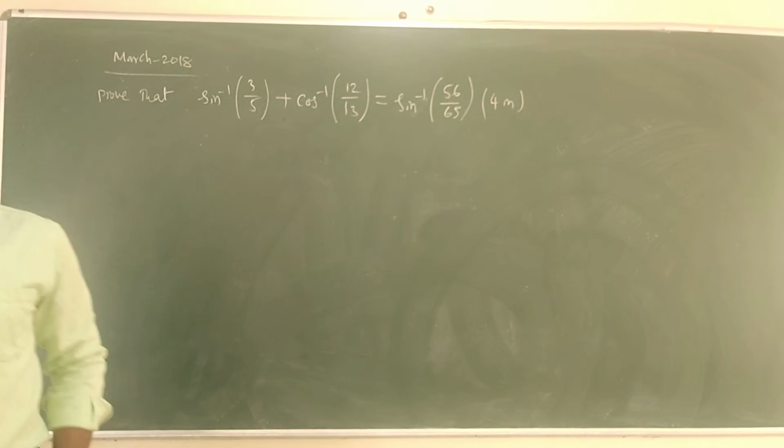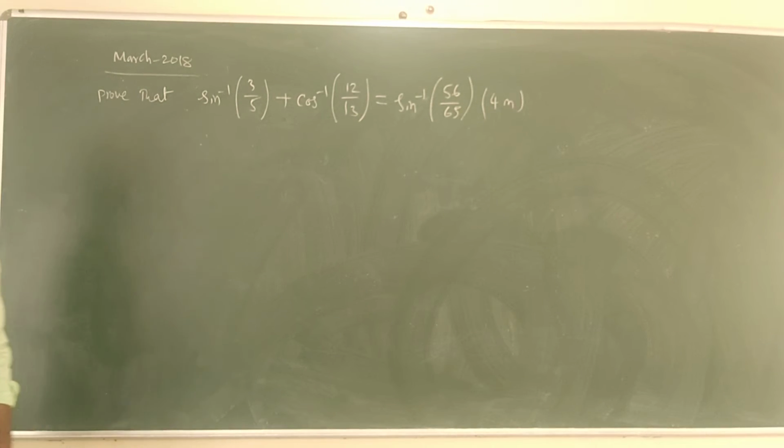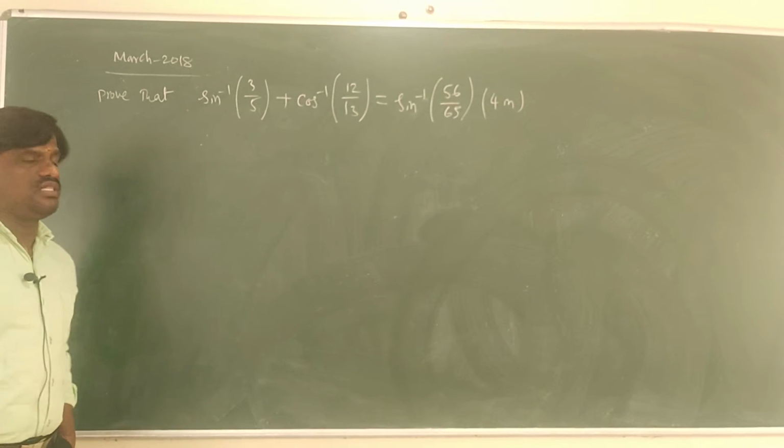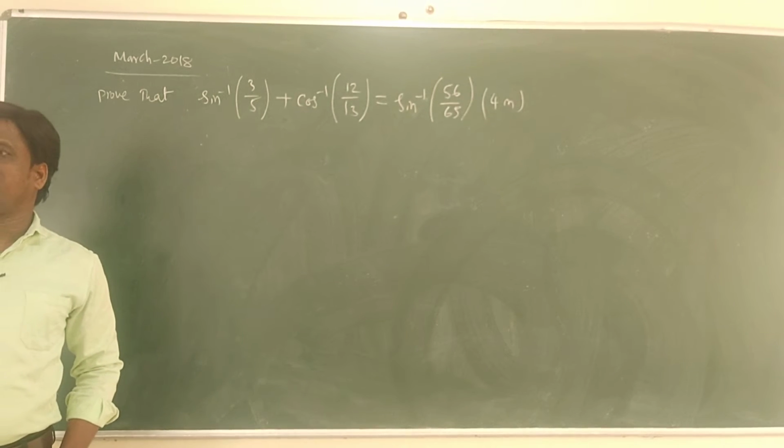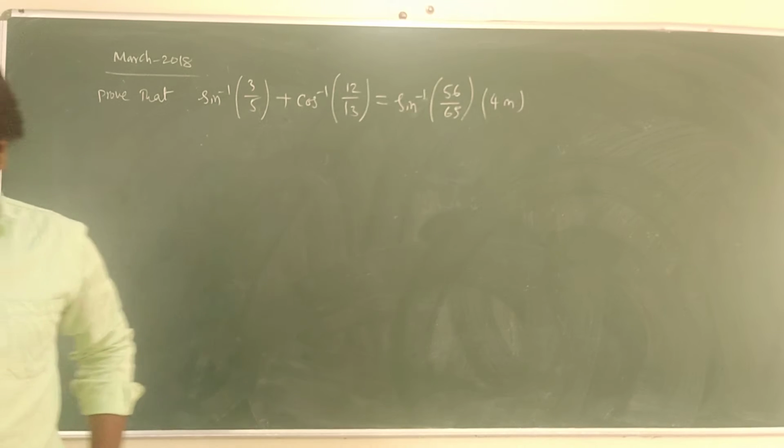The next question, see here everyone. Sine inverse 3 by 5 plus cos inverse 12 by 13 is equal to sine inverse 56 by 65, you had to prove. This is the March 2018 question, boards level.